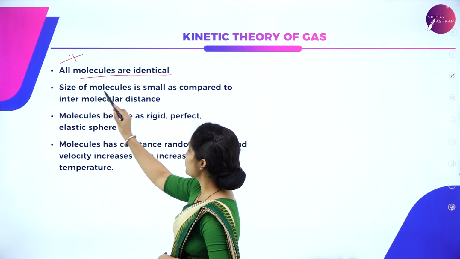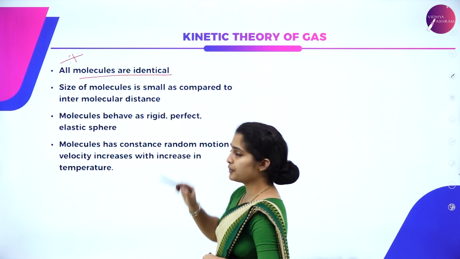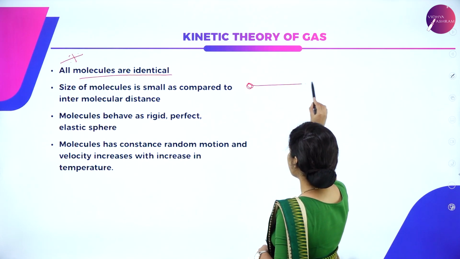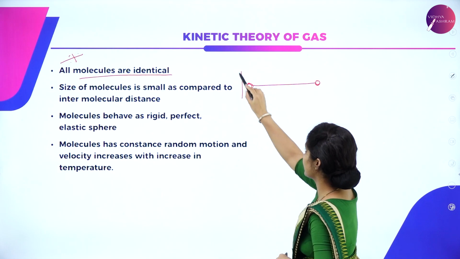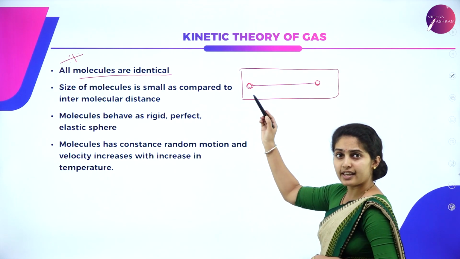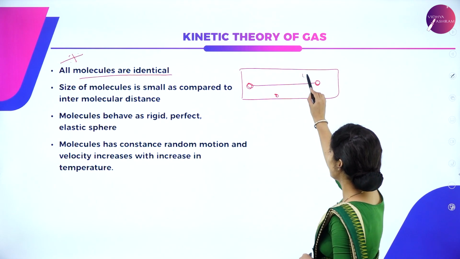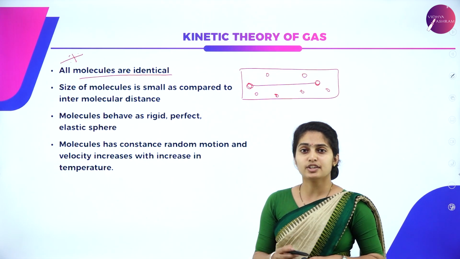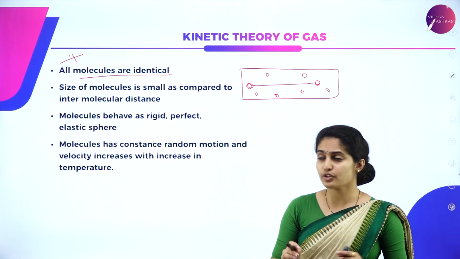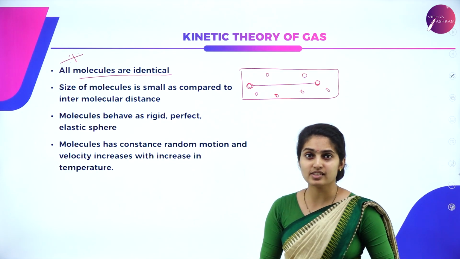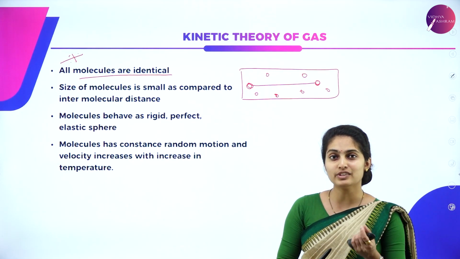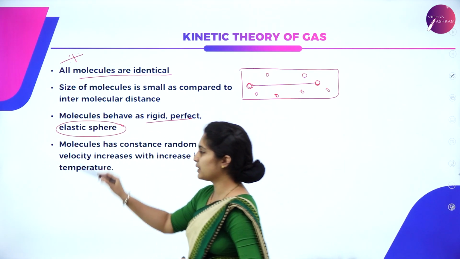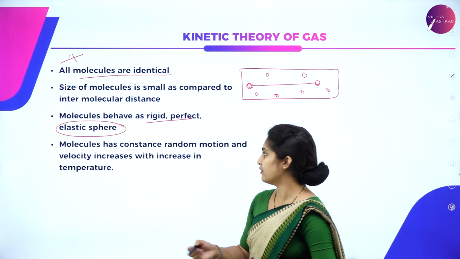Next, the size of the molecules is smaller compared to the intermolecular distance. The size of the molecules will be very much smaller when compared to the intermolecular distance, because if you put a gas in a container, the molecules are free to move in random motion. So it does not have greater intermolecular force of attraction, and the intermolecular distance is very much greater than its size. Molecules behave as rigid, perfectly elastic spheres because they have collisions every now and then.